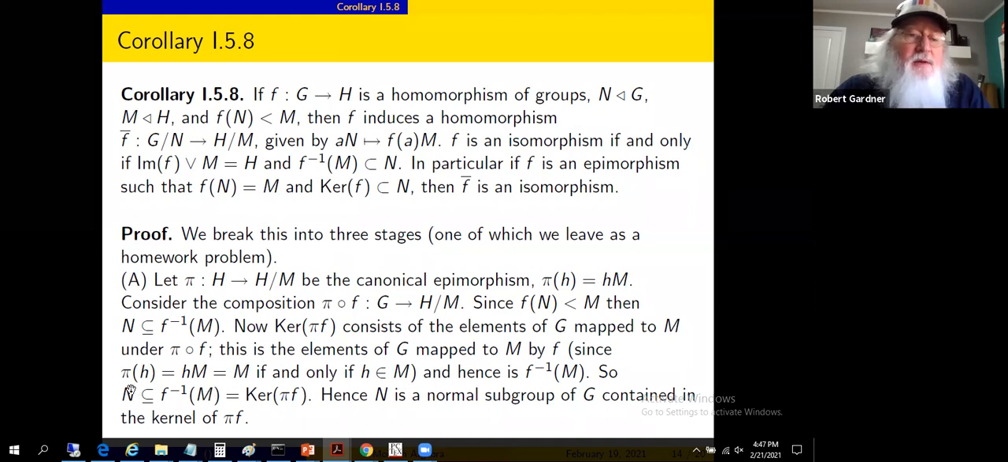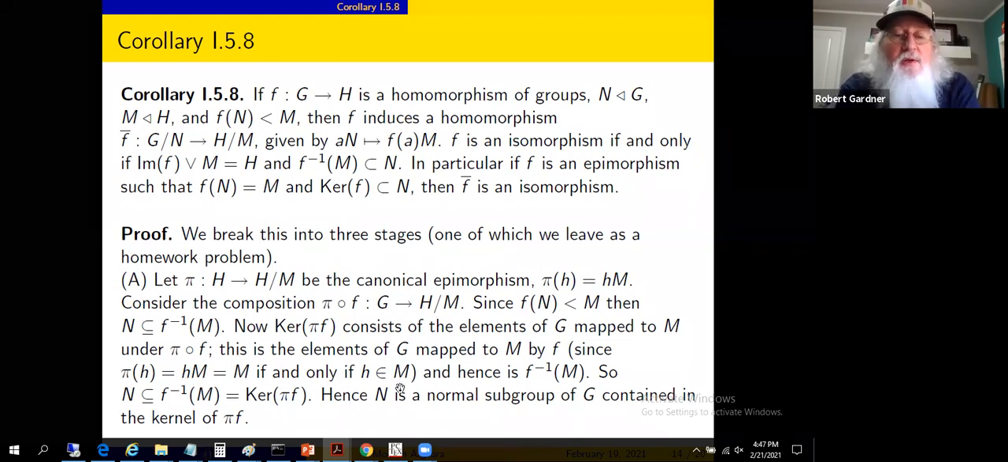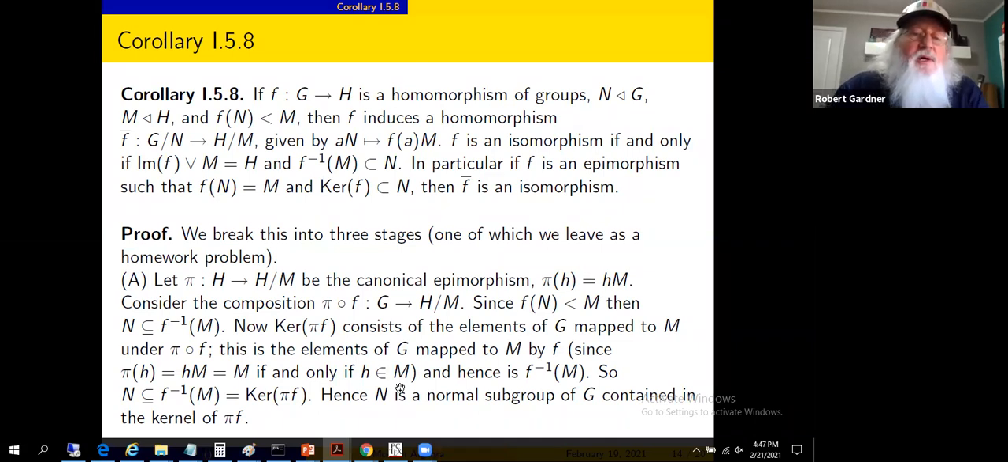If we look at how the canonical epimorphism maps things, pi of h equals hm. When does that equal M? When is hM equal to M? Well, that occurs if and only if h itself is in M. So these are some properties we've seen along the way dealing with cosets.